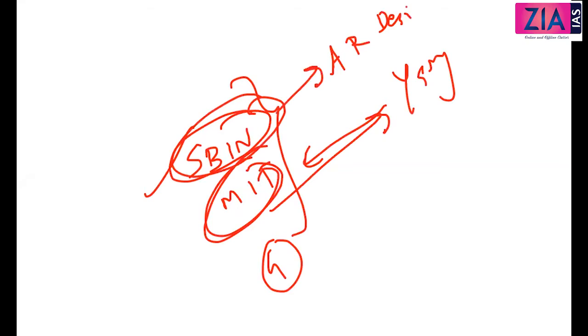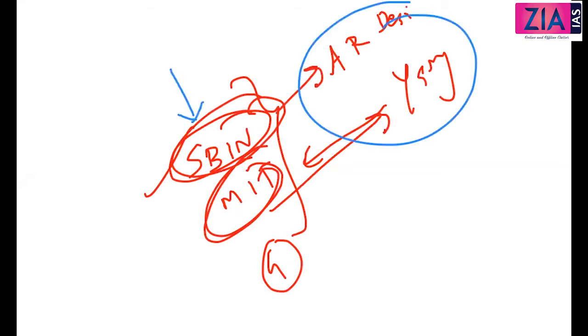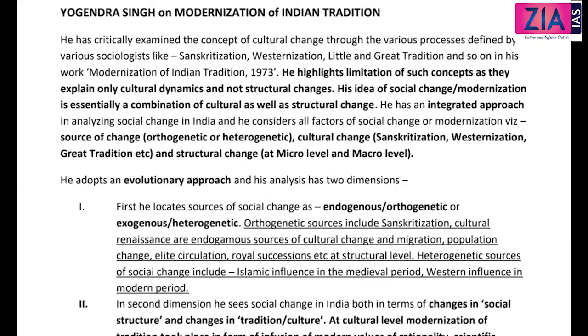Now, even if they're not asking about these guys, if the question is simply social background of Indian nationalism, write this, then still write this. Modernization of Indian tradition, write this and then still write this. Okay. So anyway, there's a structure. Whether they're asking specific to Yogendra Singh, or simply in general, the structure is: first general, then specific in both cases.